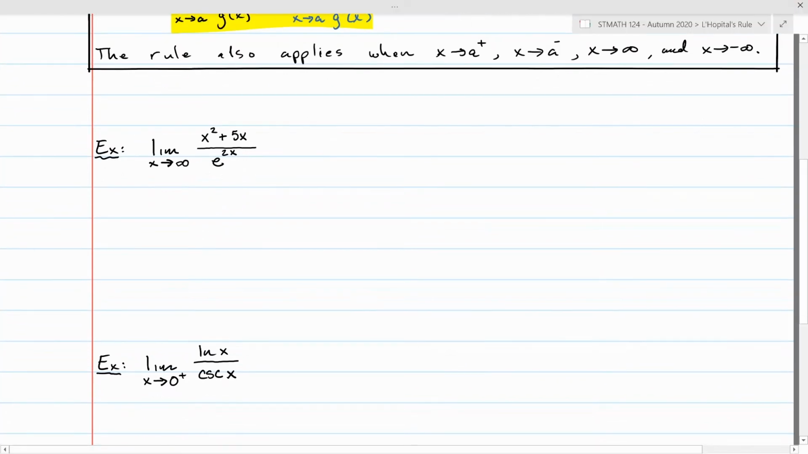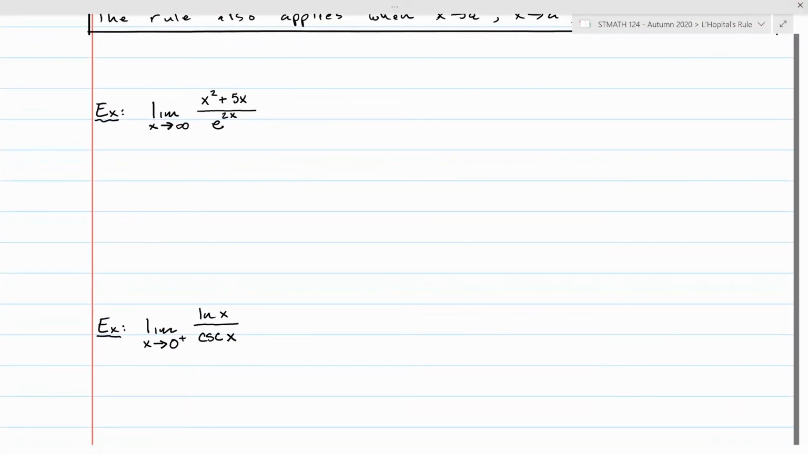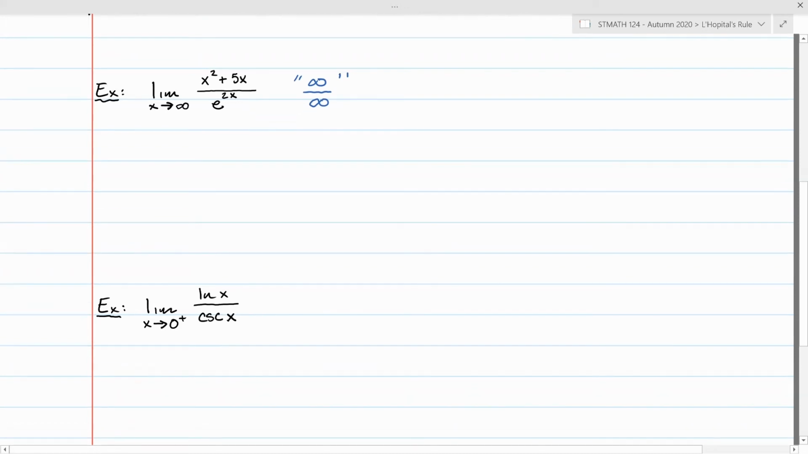The limit as x goes to infinity of x squared plus 5x over e to the 2x. You can see that as x gets large, the numerator is certainly going to infinity. And also we know from properties of exponential functions that if you take e and you raise it to a giant power, you get a giant number. So the denominator is going to infinity here. So this is an infinity over infinity indeterminate form. So we can use L'Hopital's rule to try to solve it.